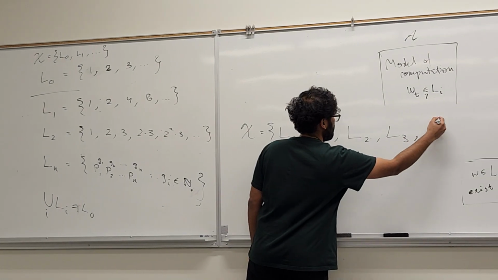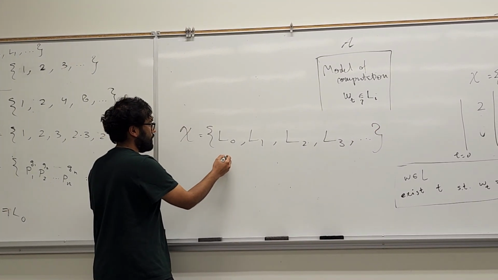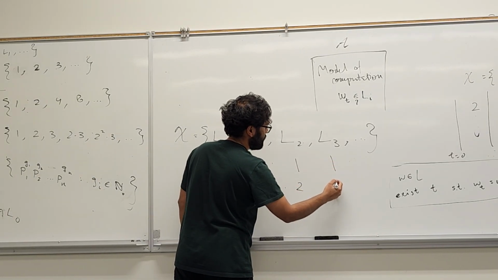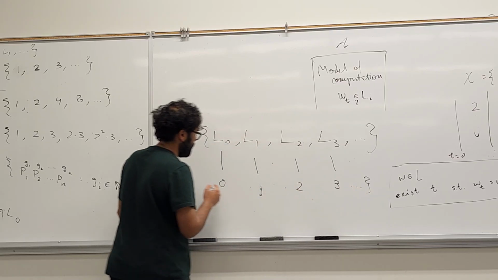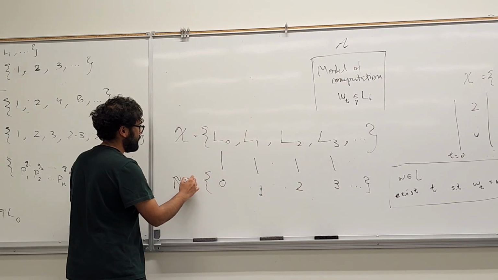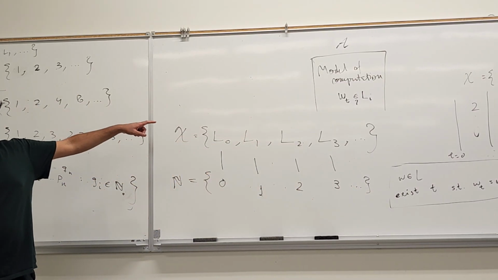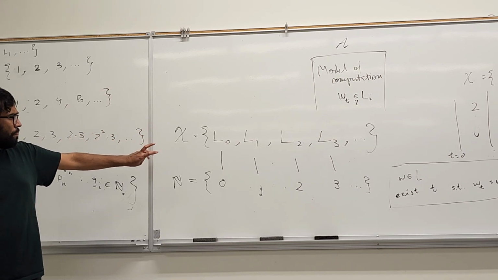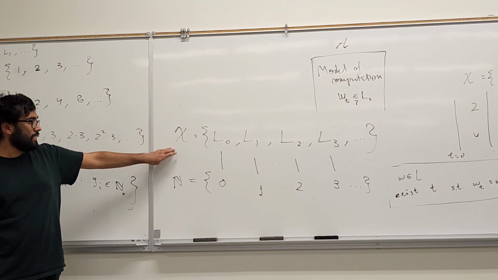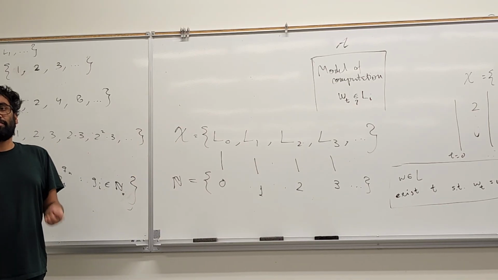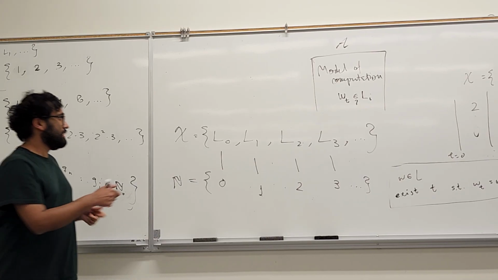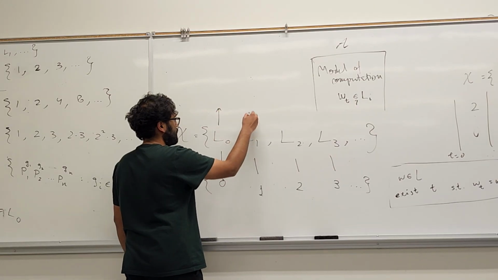Now I'll map this to 0, this to 1, this to 2, this to 3, and so on. And this is natural numbers. So I have a one-to-one mapping and onto, what is it called, surjective? I have a surjective mapping between X and natural numbers. That's the definition of countable, right? So this is countable. I'm thinking L infinity, but L is itself infinite, that's true.